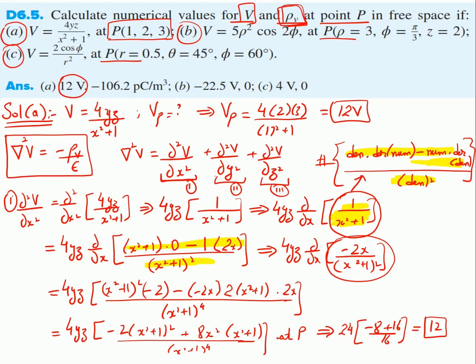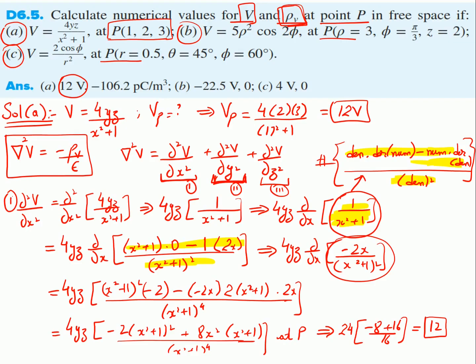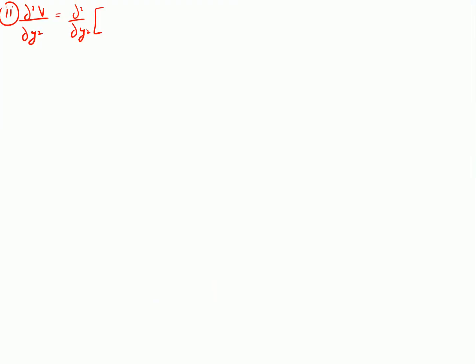Now let us go to the second term over here and do the partial derivative with respect to y. So for the second term, we will have del square v by del y square is equal to del square by del y square. What is the value of v? It is 4yz over x square plus 1. It is with respect to y, so I can just take the first as 4z divided by x square plus 1, and you just take the partial derivative of y. So the first one will be y, for the second one it is going to be 0, so the answer comes out to be 0.